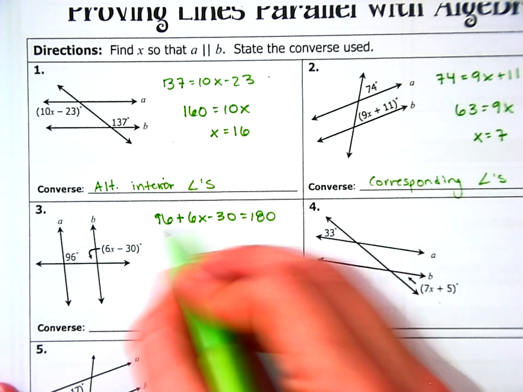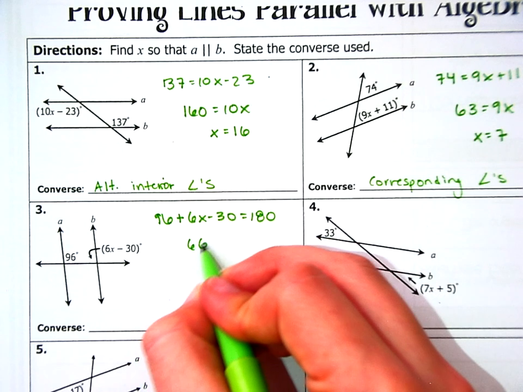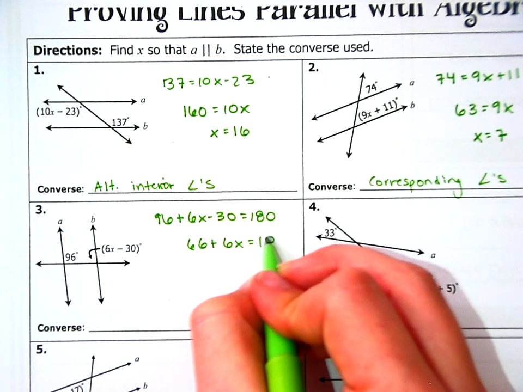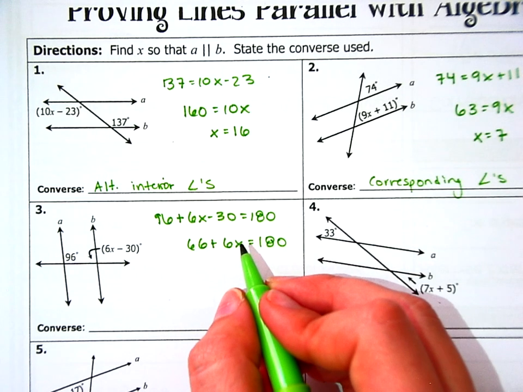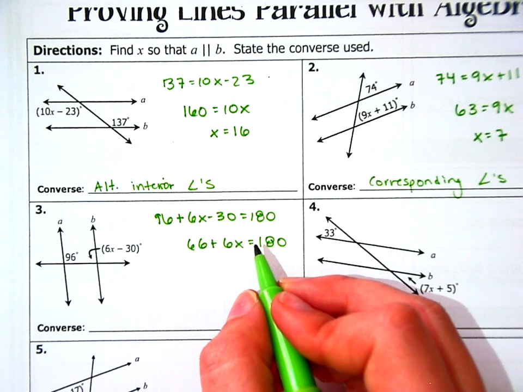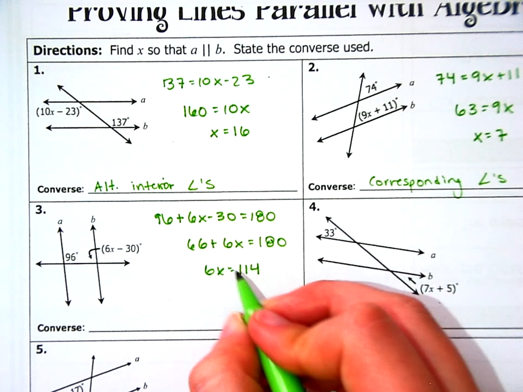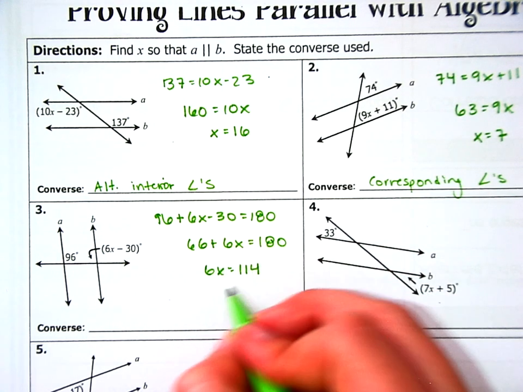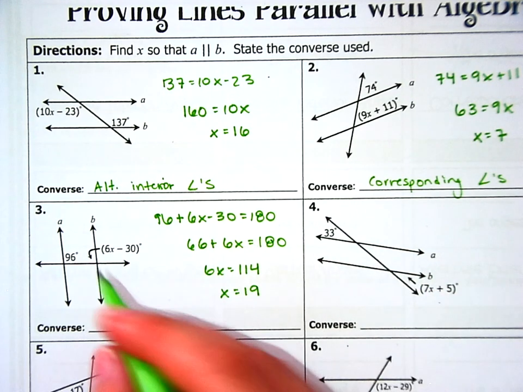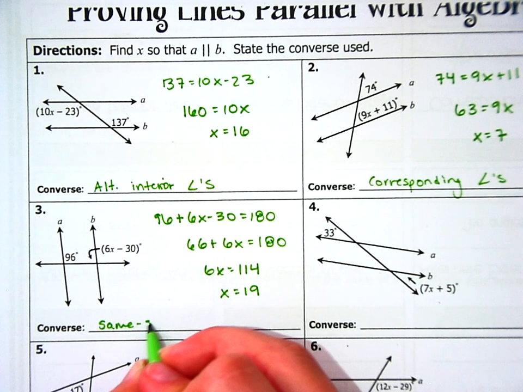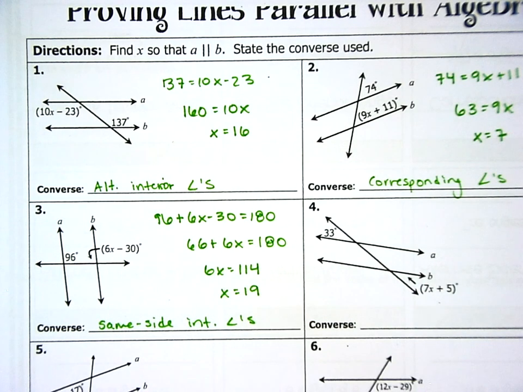So I'm going to combine like terms. So I've got 96 minus 30, that's 66. All right, then I'm going to subtract 66 from both sides. So that's 180 minus 66. And then I need to divide both sides by 6. So x is going to be 19 if those lines are parallel. And that was using my same side interior angles postulate.